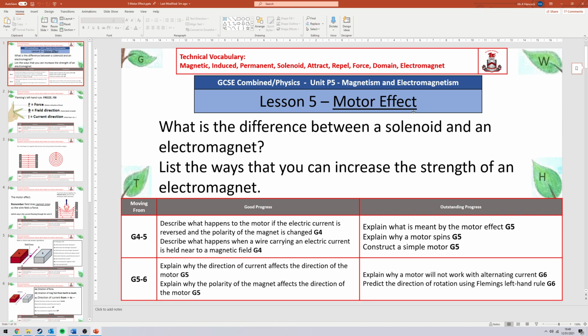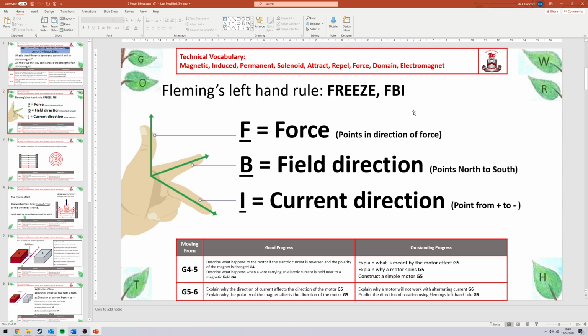Hopefully we all remember them. I'm going to go straight onto the next slide, which is the important bit. So this is Fleming's left-hand rule. You have to remember it because you may be asked to figure out the direction that a wire moves if it is placed in a magnetic field.